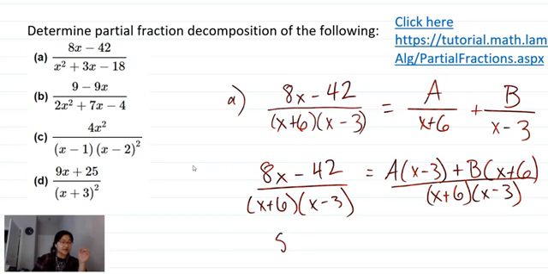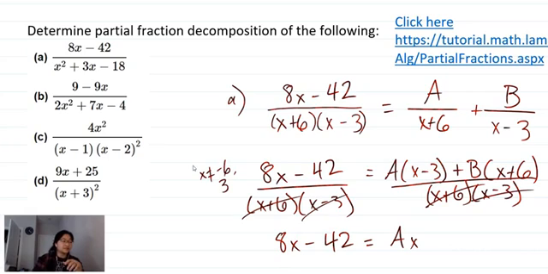And then we have 8x minus 42 equals ax. If I just multiply everything by x plus 6 and x minus 3, as long as x isn't negative 6 or positive 3, so x can't be negative 6 or positive 3, then we're okay, because we don't break our denominators. So we have 3a's here, negative 3a's there, and then bx plus 6b's.